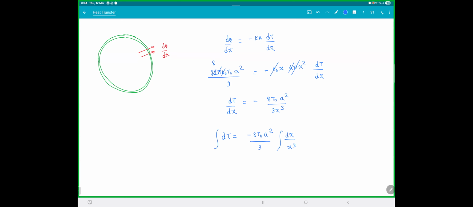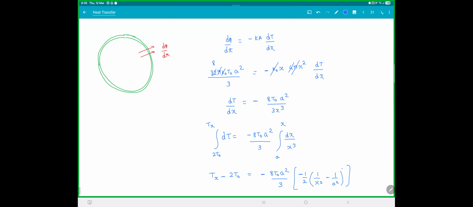So if you take x is equal to a, limits, remember, limits are going from a to a, not 0. The temperature here is 2T naught. Here the temperature is T subscript x and this is x. So this is Tx minus 2T naught is equal to minus 8T naught a square by 3. That is again x power minus 3 by 1 by minus 2. So minus half 1 by x square by 1 by a square.